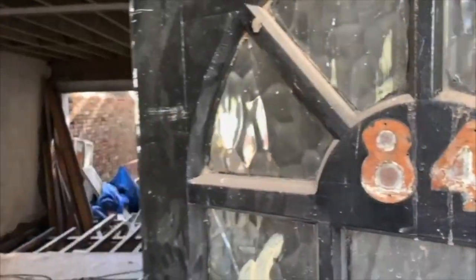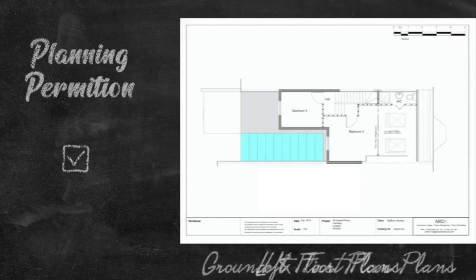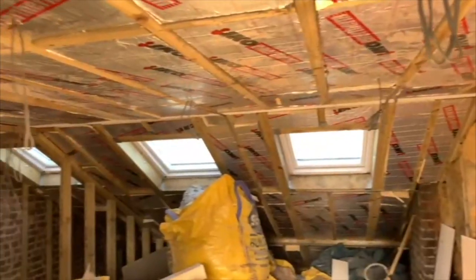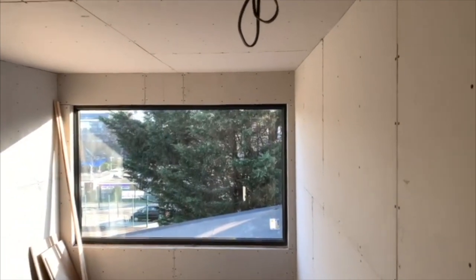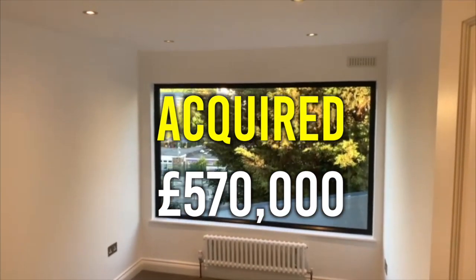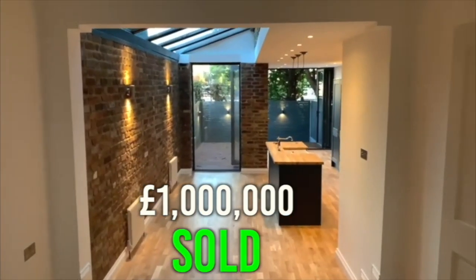Let me give you an example. This is a house that we purchased in 2019 for £570,000. We got planning permission to create a loft and also did a ground floor extension with a full internal refurbishment, and acquired for 570,000. We sold it for £1 million, making a healthy profit.